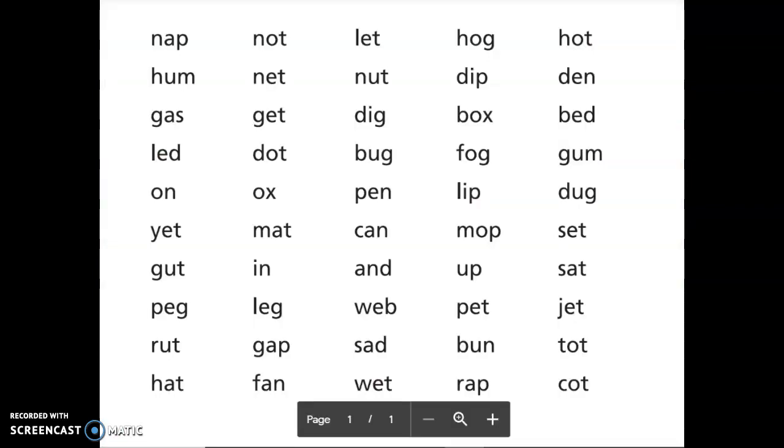Okay, next step is decoding and sentence reading. As you can see on the screen right now are a bunch of words that we're going to need to decode. And if you look, they all have that CVC spelling pattern. So I want you to go ahead and put your finger under the first word at the top left of the page. That word is nap.